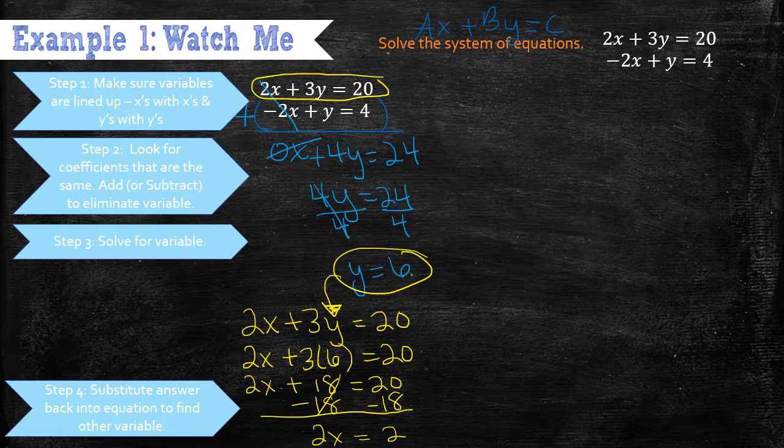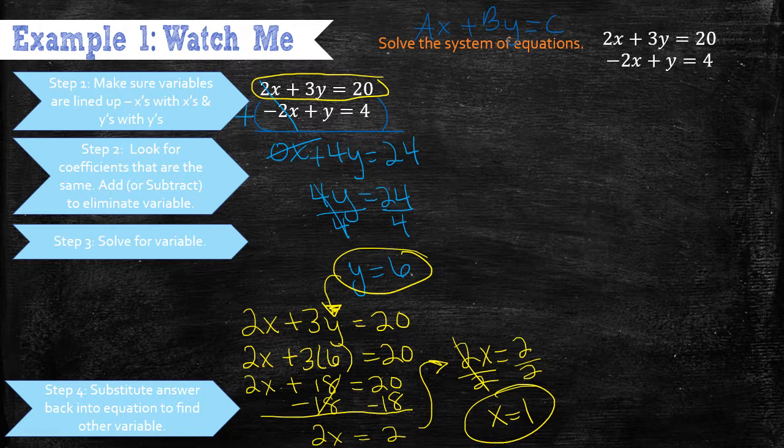Okay, so now that I have that simplified there, when I have 2 times x, to undo that, we're going to divide. I'm going to put my work up here. 2x equals 2. So we divide both sides by 2. Those cancel, and x is just going to equal 1.